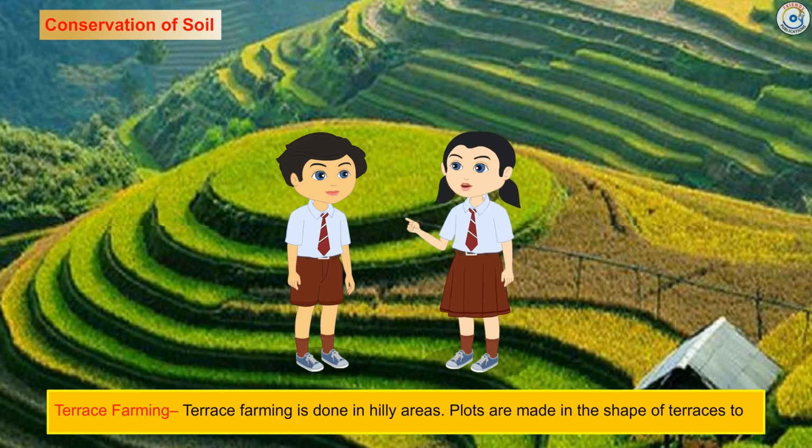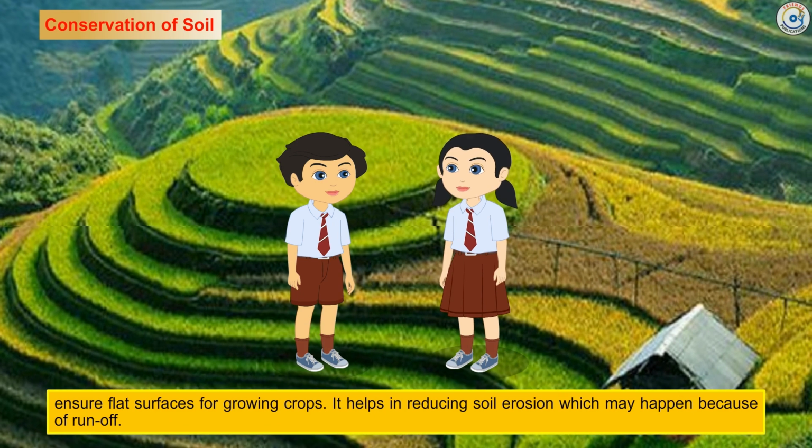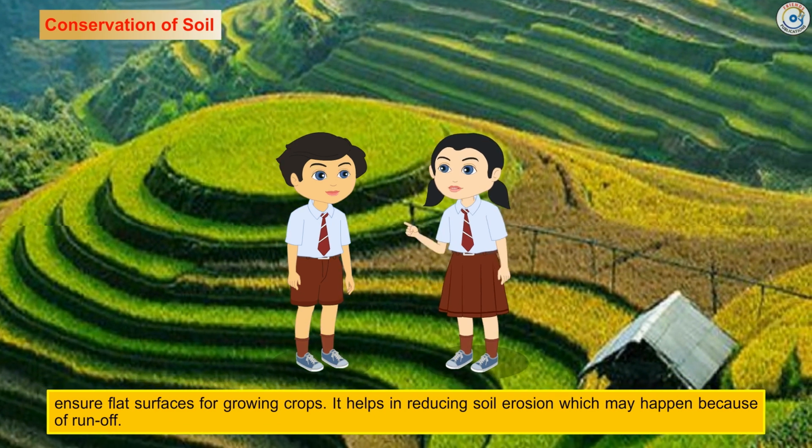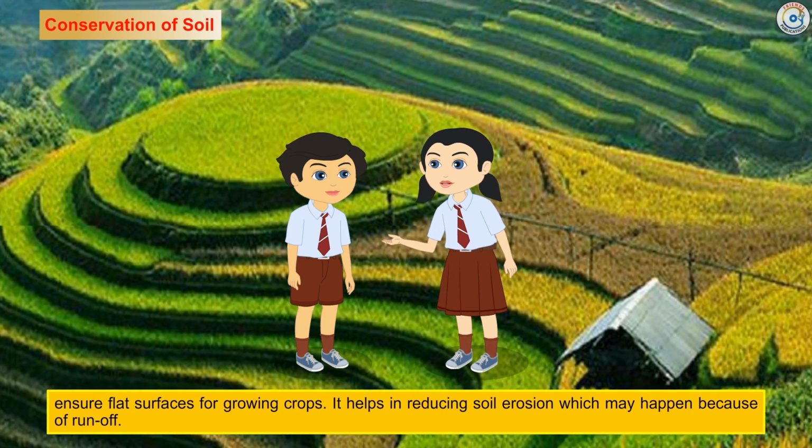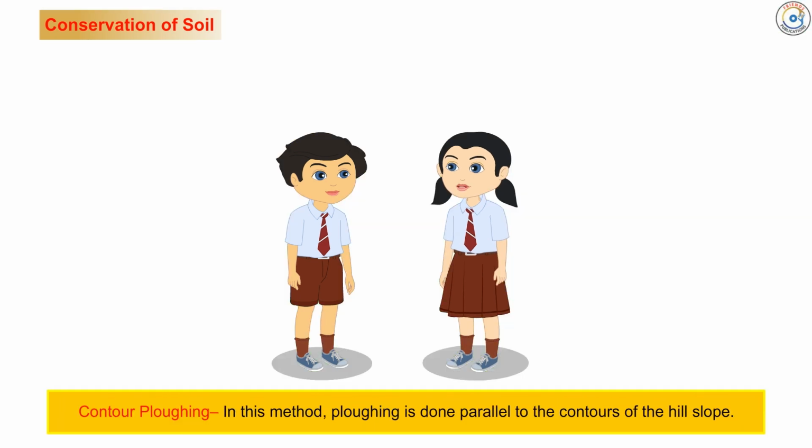Plots are made in the shape of terraces to ensure flat surfaces for growing crops. It helps in reducing soil erosion, which may happen because of runoff.